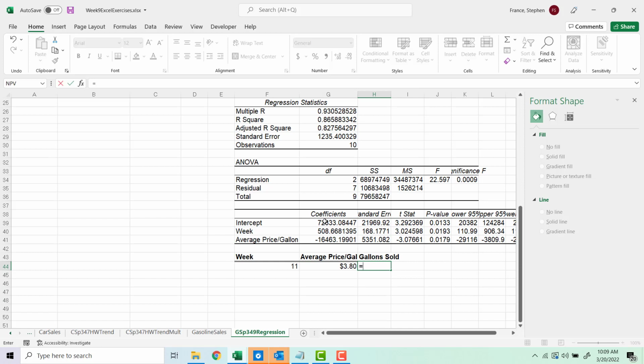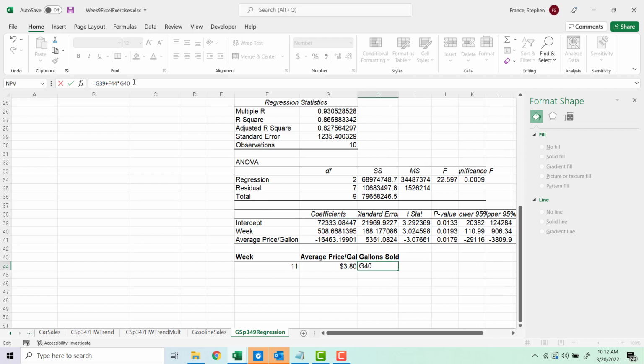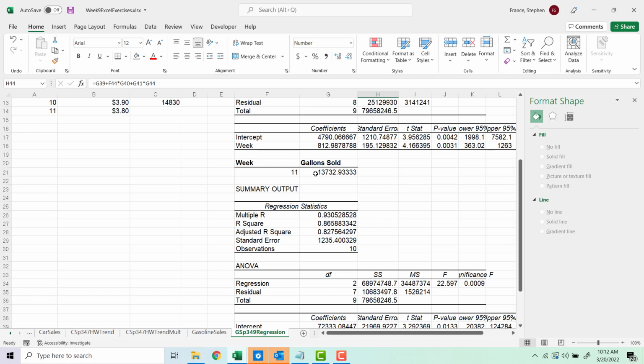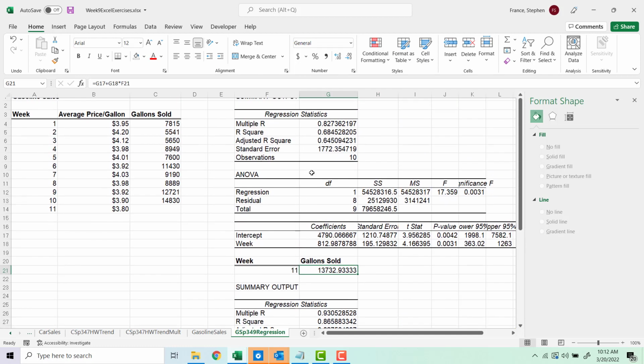So the gallons sold is the intercept plus the number of weeks times 508 for every week. And we can see the price per gallon has a negative effect, as you would expect. So plus this coefficient, which is actually negative, times the average price per gallon. And we get 15,000. So this is slightly higher than this amount here, which was 13,700.